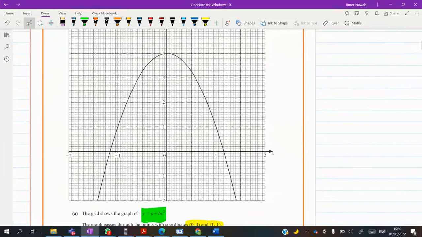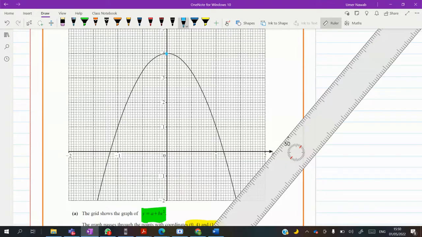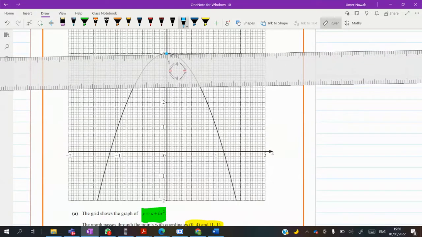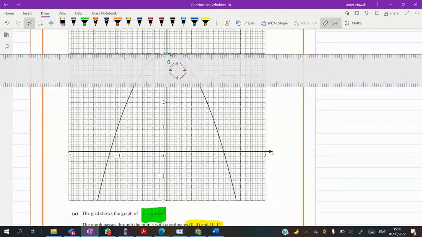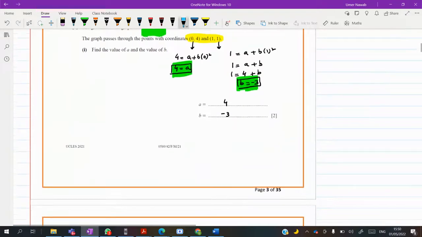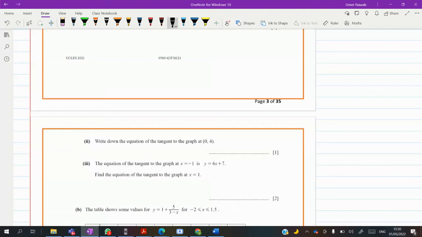So at (0, 4), I draw the tangent line. Guys, you remember a tangent line is a line which touches the curve at only one point. So I'm just going to draw the tangent at this point. So this is y is equal to 4 because it's a horizontal line. So the answer is y is equal to 4.